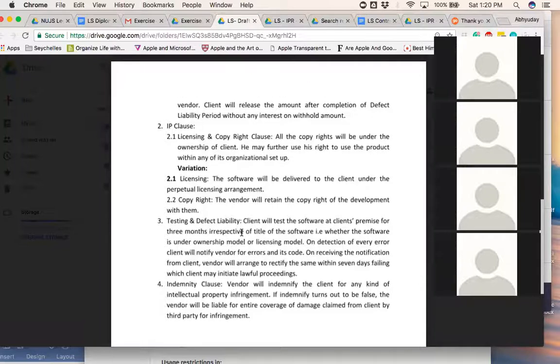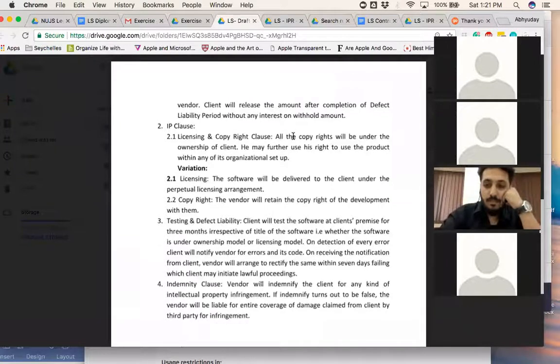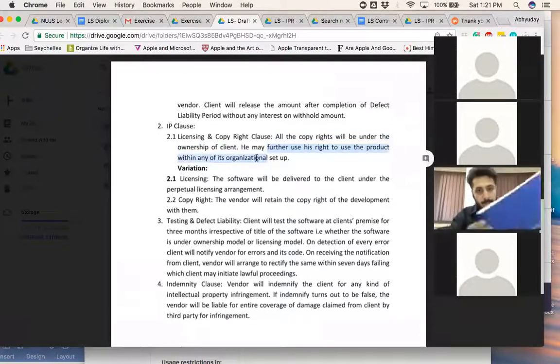So the typical way we draft it, if a client has to get it, is by writing that all intellectual property rights are assigned immediately upon creation to the client, who is free to use the software in whichever manner he intends to use it. Here it's written that copyright will be given to the ownership of the client, but he may use his right to use the product within its organizational setup.